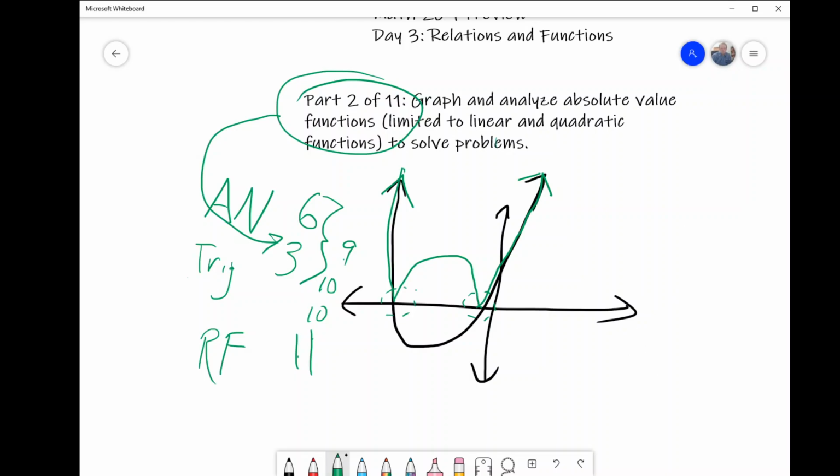Anyway, so this is the nutshell version of topic number 2.